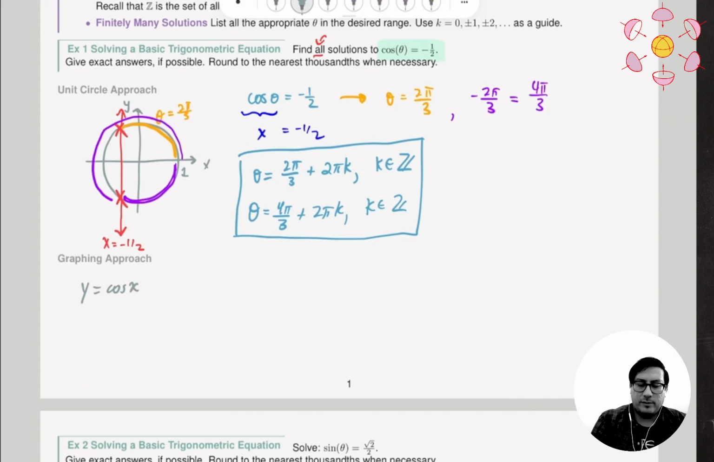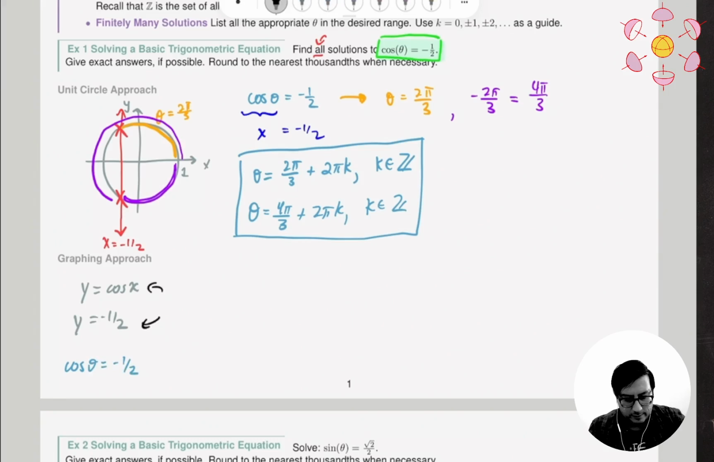y equals cosine of x, so I'm going to graph cosine. And then I'm going to graph y equals -1/2. Essentially, I can rephrase this equation in green right here. I can rephrase it by saying, okay, if I want to solve cosine of theta equals -1/2, it is the same as asking where do these two graphs intersect. So to do that, I have to know how to graph cosine of x and y equals -1/2.